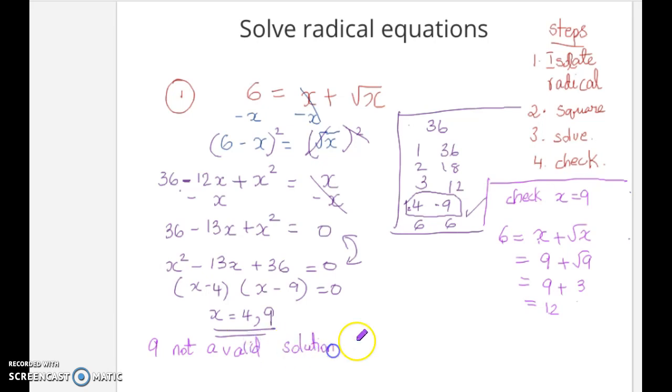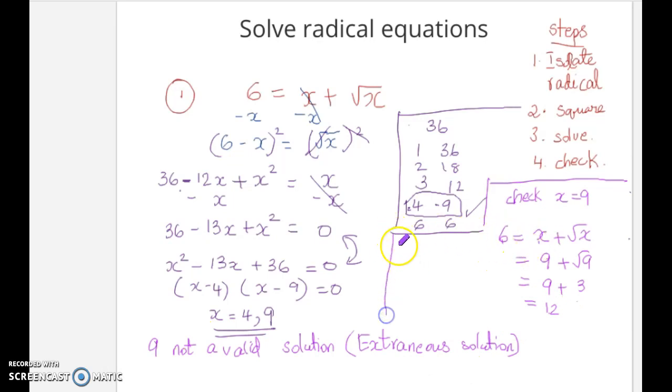There's another name for 9. It's called an extraneous solution. 9 is an extraneous solution. Now let's check for 4.